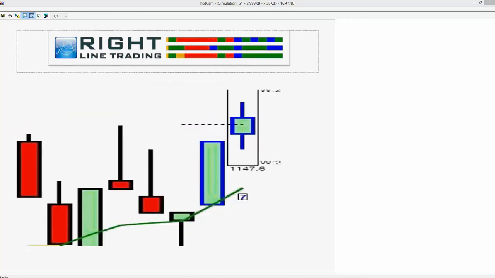The other thing that we've looked at respecting, and is extremely important, is the open of the candle and the distance it is from the modified 15. Remember, it's important to trade on a long off support or a short off resistance.